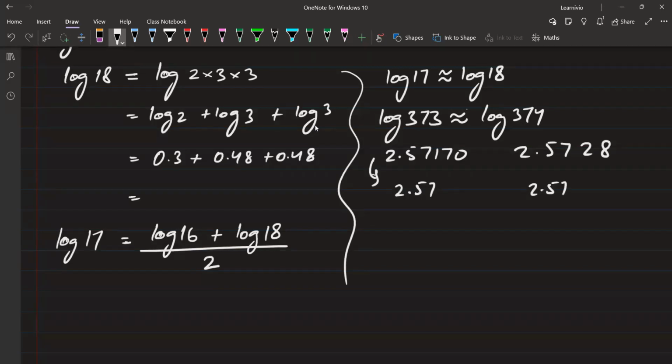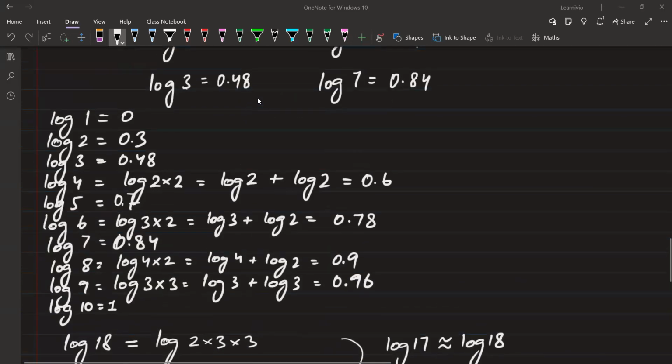ठीक है? This is a lazy way, but again, higher the number, this value will get more and more accurate for the next number. Like log of 373 will be approximately equal to log of 374. And if you have even higher number, like if you have a 4-digit prime number, तो उसके लिए it will be more closer. ठीक है? That is an observation from the previous table that we have made for log 1, 2, 3, 4.